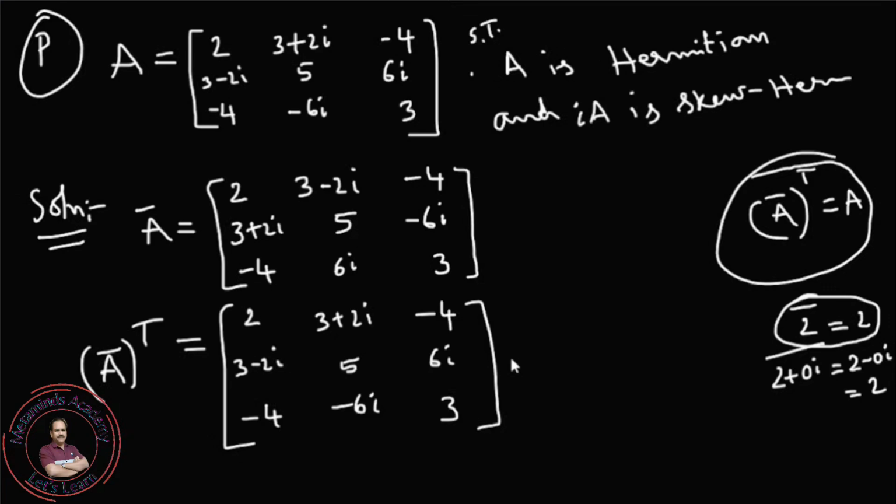That is what transposing is. So if you observe, this matrix A and this matrix are the same, right? This is exactly equal to A. Therefore, A is a Hermitian matrix. Okay. Now we need to prove that iA is skew Hermitian.